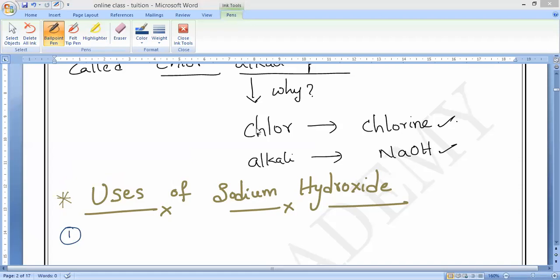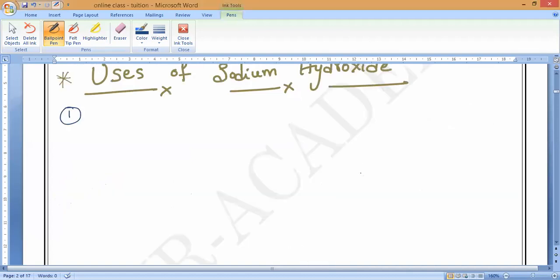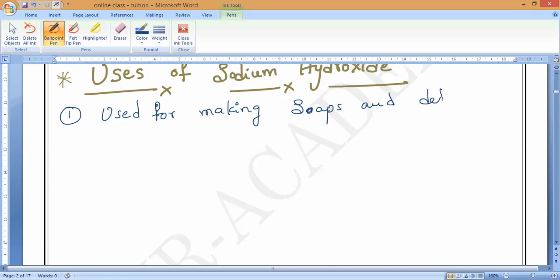Manufacturing soaps and detergents, the major important raw material. Who is that? Sodium hydroxide. That is the first. It is used for making soaps and detergents. See, every use is one MCQ. Please, all of you remember that. Every application is one MCQ question.